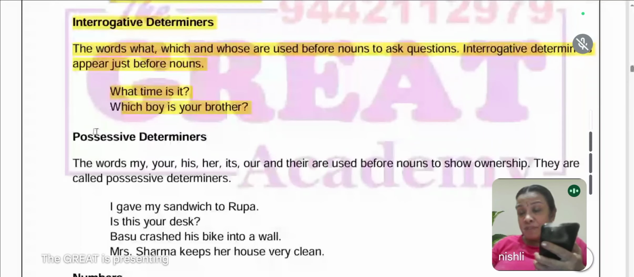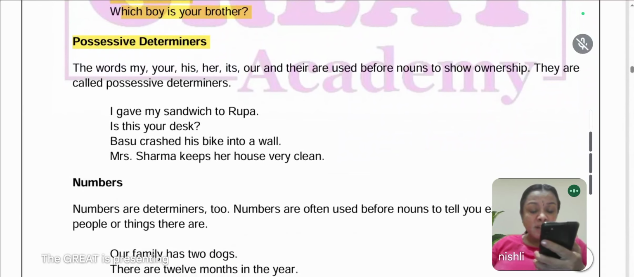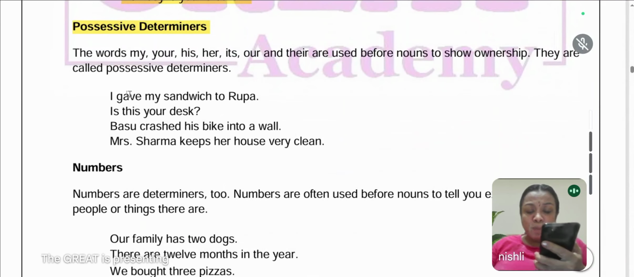Next is possessive. As I told you, it refers to ownership, whom it belongs to. Possessive means ownership or a sense of belongingness. Say, I gave my sandwich to Rupa. What is it? My sandwich. So you're stressing that. My, yours, his, hers, theirs.